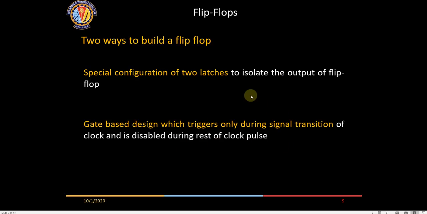So of these two, one isolates the output of the flip-flop, which is known as the master-slave configuration, and the other isolates by only using the clock transition. So these are two methods of doing it. We will take each one of them now. The first one is known as the master-slave flip-flop.